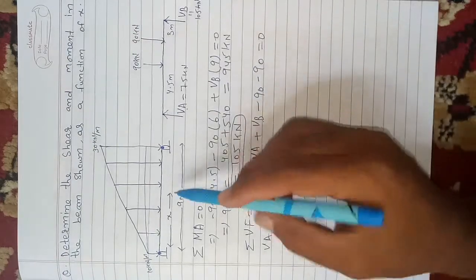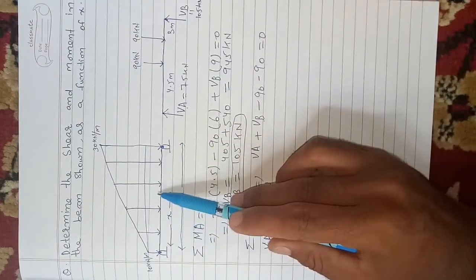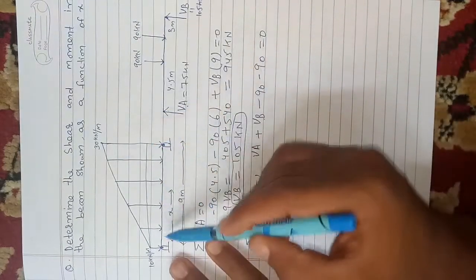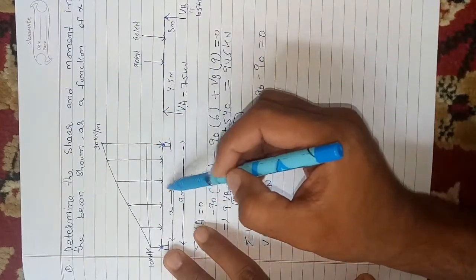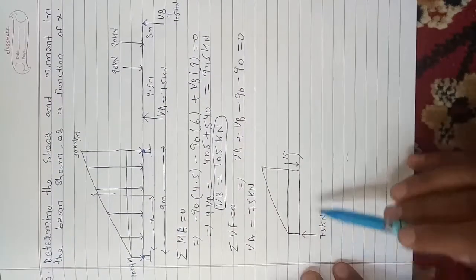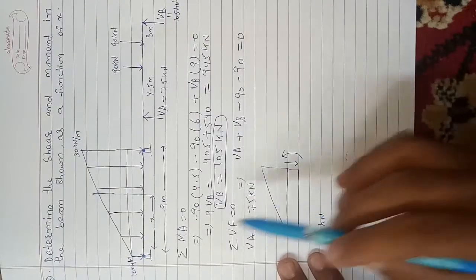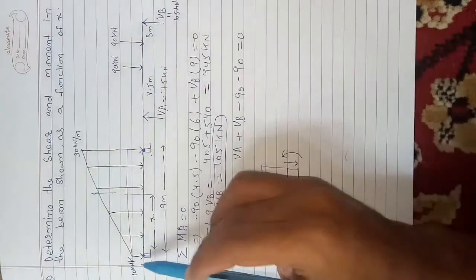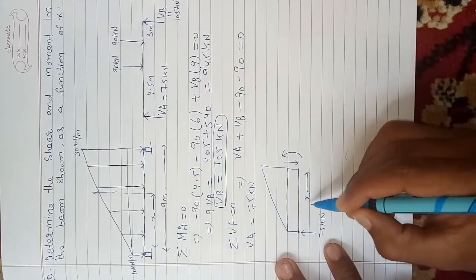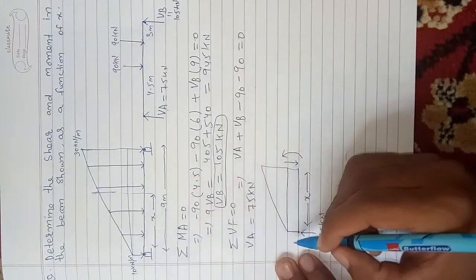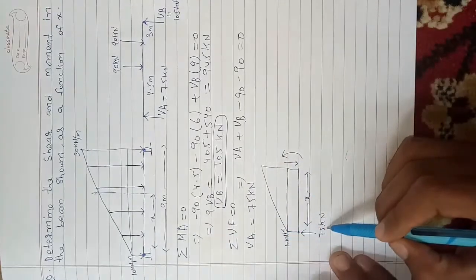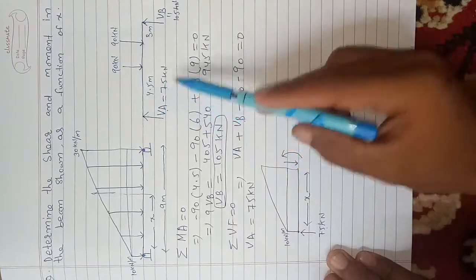Now I have to find the moment and shear force as a function of x. So I will choose any section. I will choose this section at a distance of x from the support A. So I draw this section. This section is from the support A at a distance of x, so I write this as x, and this is 10 kilonewton per meter. This reaction is 75 kilonewton.